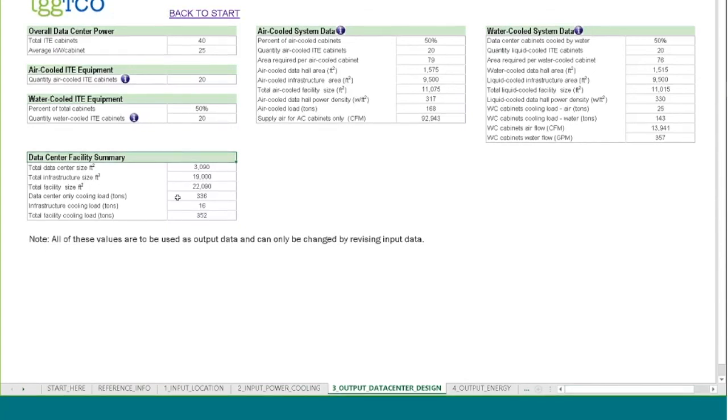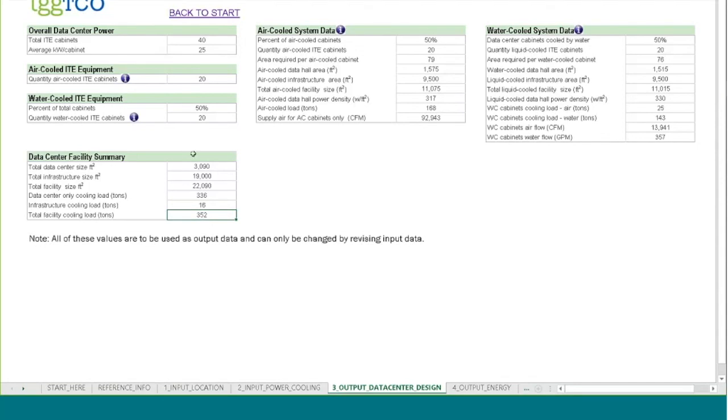We're doing a comparison type scenario. But anyway, this will tell you the data center size, the infrastructure size, depending on the type of system, the cooling load for the data center only, the infrastructure cooling load, and then the total cooling load. So these are all informational, a gut check to see if it looks okay, so we're going in the right direction.